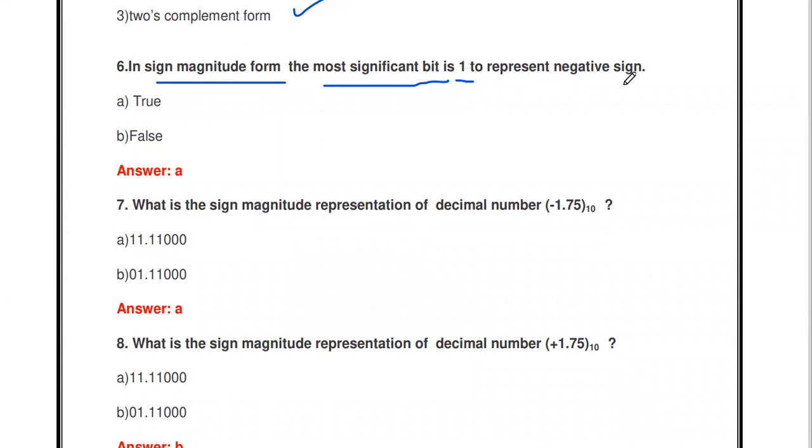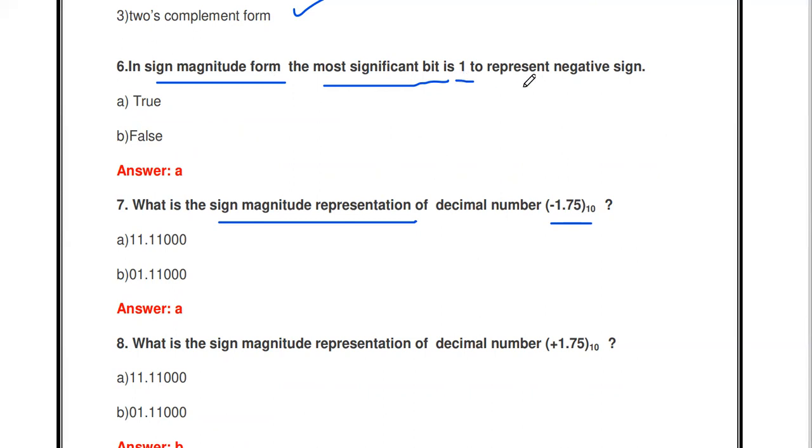MSB is 1 to represent the negative sign. True or false? Yes. In sign magnitude representation, for example, the next question is: what is the sign magnitude representation of the decimal number minus 1.75? First, you convert 1.75 into the corresponding binary digits. In order to represent the negative sign, in the MSB, the most significant bit, we have to put 1. So that is the thing.